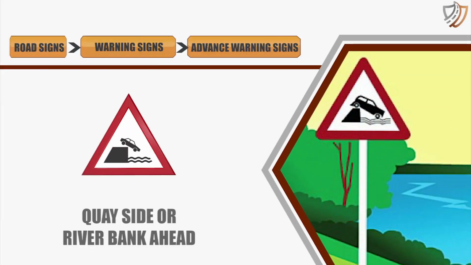Quayside or riverbank. Quayside or riverbank sign warns drivers that there is a riverbank ahead or the area where the road is terminating into the water source. This sign can be seen near creek area or riverbed. Motorists should avoid last-minute braking in these areas as the surface might be slippery due to the moist. If parking is permitted, only park parallel to the quayside or riverbank.